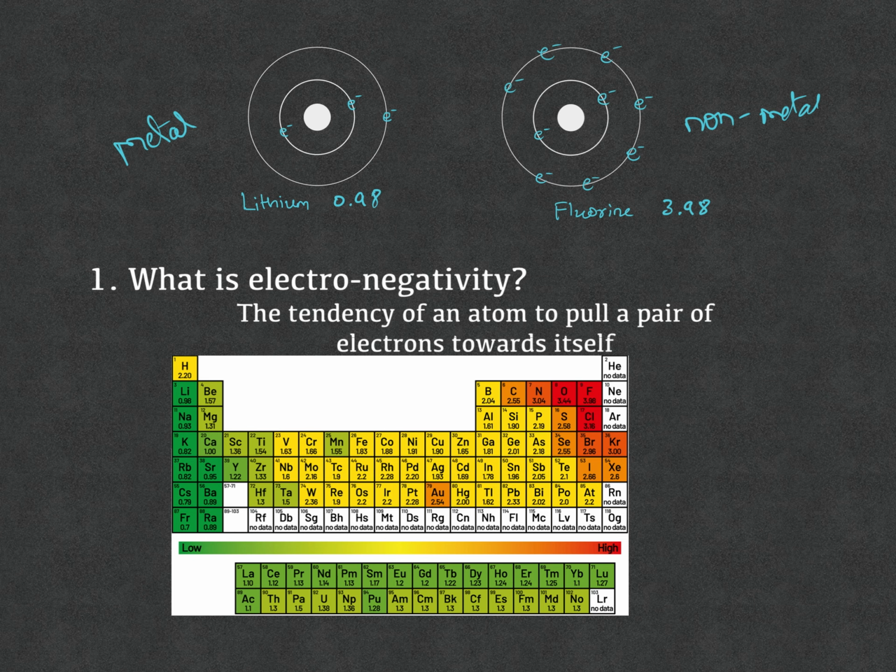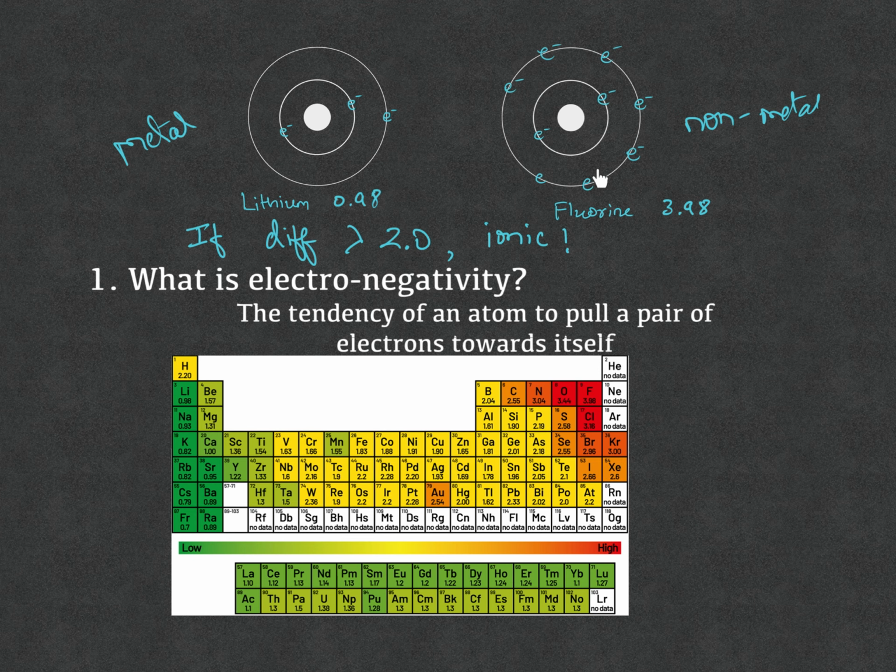And the rule of thumb is, if the difference in electronegativity is more than 2, then the bond is ionic. So let's quickly talk about what that really means. Say, for example, lithium over here has only one valence electron. Fluorine over here has 7.